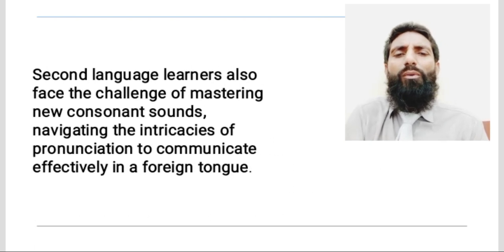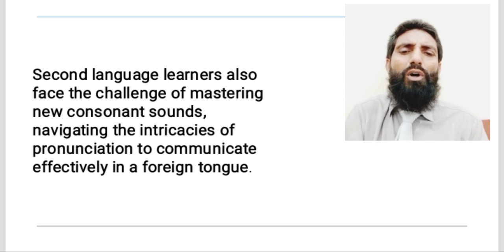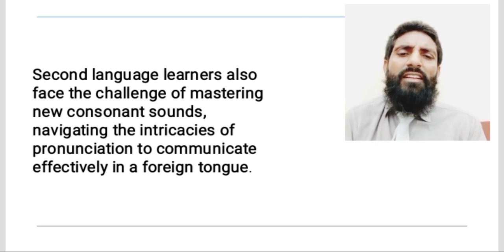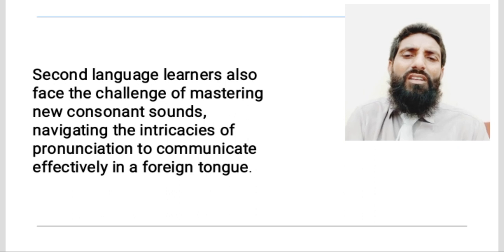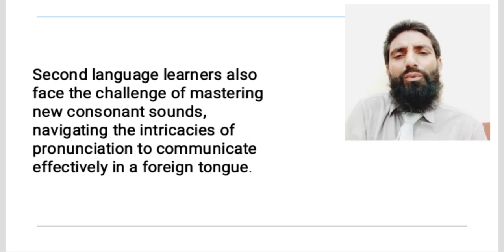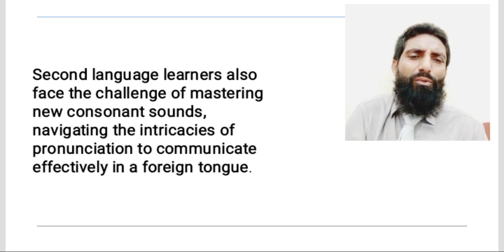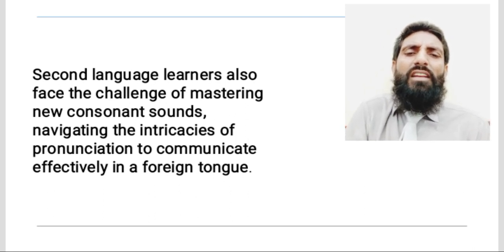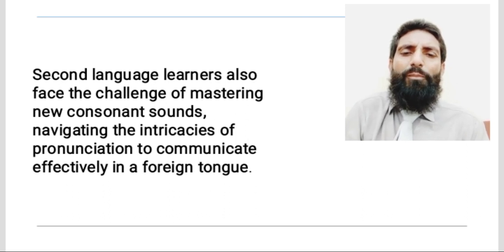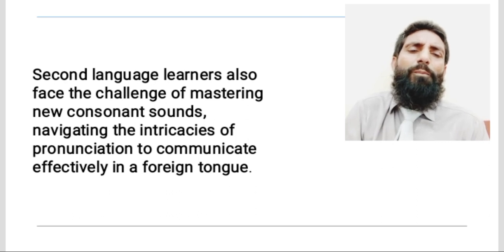Second language learners also face the challenge of mastering new consonant sounds, navigating the intricacies of pronunciation to communicate effectively in a foreign tongue. Yes, sometimes there is a problem for those people who want to learn a second language. It is sometimes challenging for them to understand and to pronounce the words exactly like native speakers. This is a problem for them, and they sometimes have problems of communication and pronunciation, because if they want to communicate, they sometimes have the problem of mispronunciation.